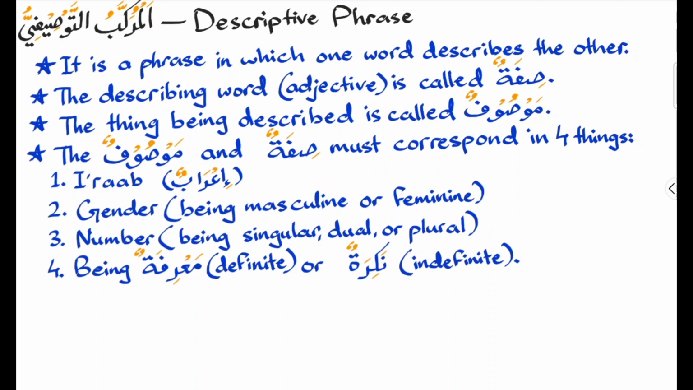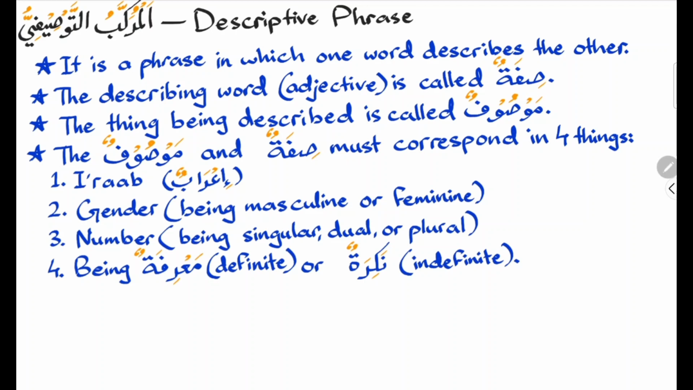If the mawsuf is singular, dual, or plural, the sifa has to go in accordance with that. The sifa will be changed to singular, dual, or plural in accordance with the mawsuf. And finally, number 4 is being ma'rifah, meaning definite, or nakira, being indefinite. So definite basically means either it has the word alif lam, meaning "the," attached to it, which shows that it is definite, something that is already definite in your mind, or it's indefinite, nakira, meaning that it could be any random thing in the world.